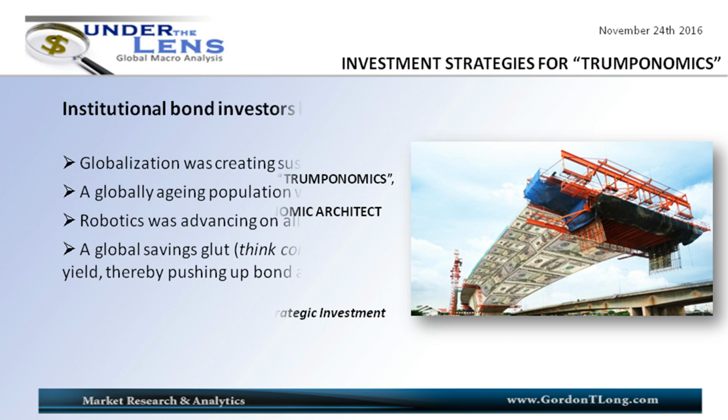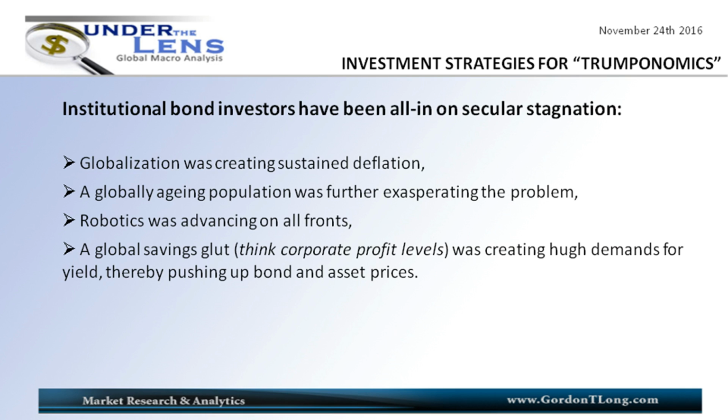Next month, I hope to continue this on strategies and investment focus areas specific to our analysis. For decades, America's policy mix has been great for financial asset prices, but less so for incomes and GDP. Institutional bond investors have been all in on secular stagnation. Globalization was creating sustained deflation. A global aging population was further exacerbating the problem. Robotics was advancing on all fronts, and a global savings glut, think of that as corporate profit levels, was creating huge demands for yield, thereby pushing up bond and asset prices.